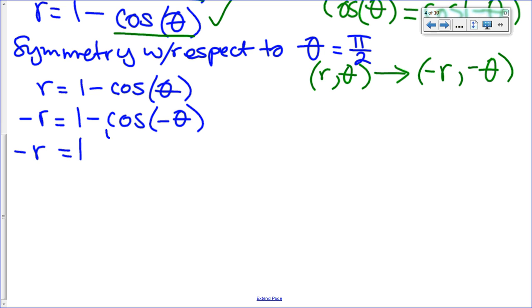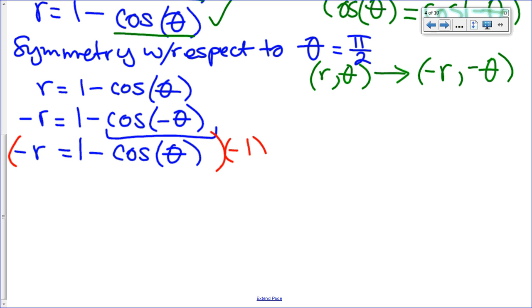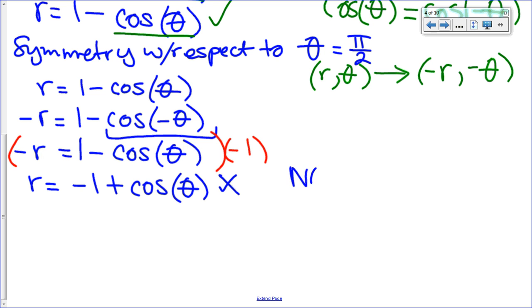Here we know cosine is even, so that will be the same as the negative cosine of positive theta. But here we want to solve for r, so if I multiply the whole equation by negative 1 to make r positive, I will end up with positive r is equal to negative 1 plus cosine of theta. And so it's pretty obvious that the equation is not the same as the original. So then this one has no symmetry with respect to the line pi over 2.